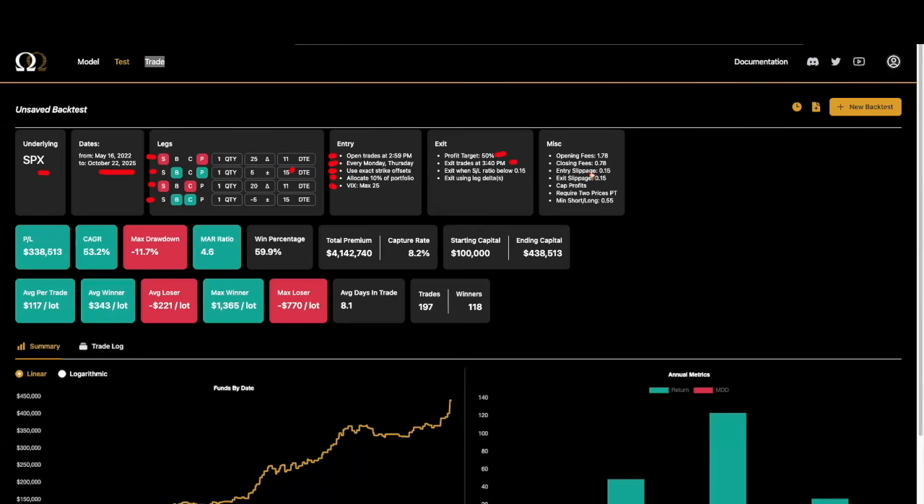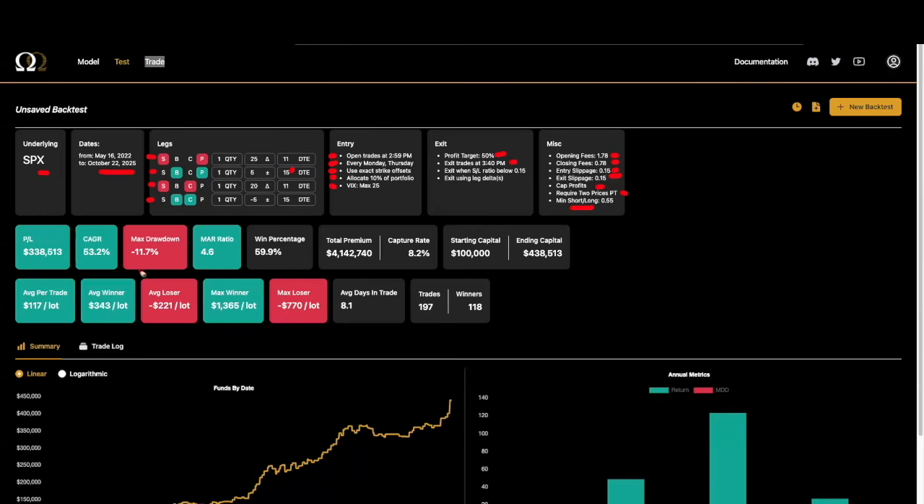And then these are miscellaneous: opening fees, closing fees. It includes slippage, cap profits. I'm going to get out where I say I'm going to get out, and require two prices at the profit target. So you want this as realistic as possible. You want to include commissions. You want to include that it doesn't hit a 50% or whatever profit target just one time, which you see a lot of times. And I want a decent premium. So this is the minimum short-long ratio, 0.55. I want there to be some juice in there.